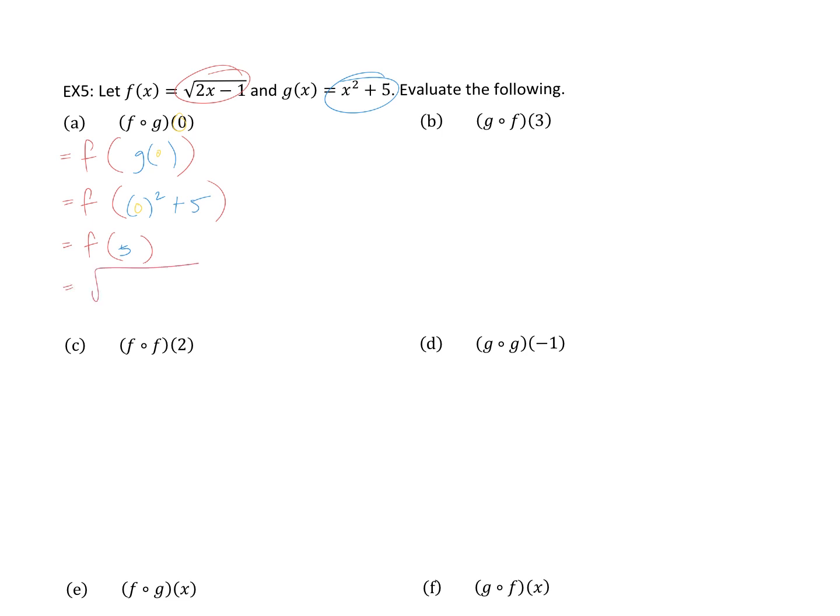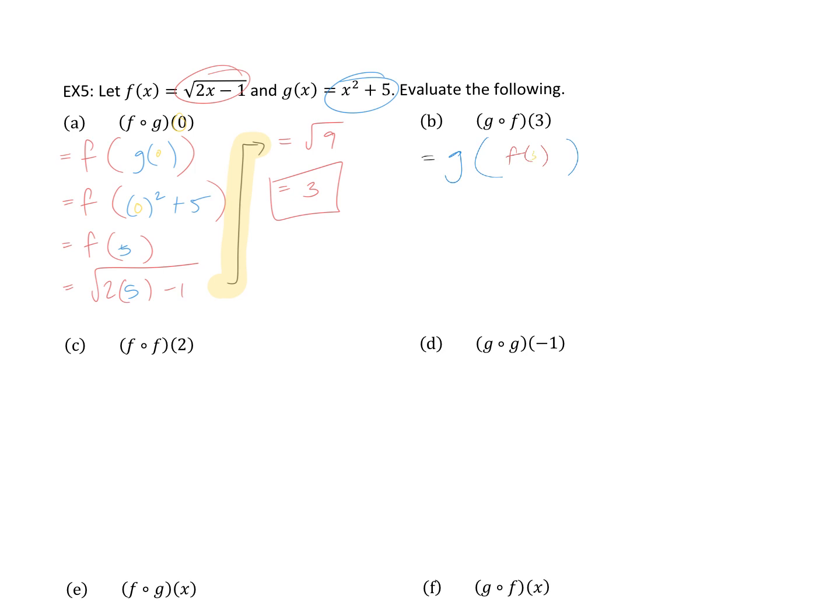And then f of 5 is going to be the square root of 2 times 5 minus 1. And what's that going to be? That'll be the square root of 10 minus 1, which is the square root of 9, which is just 3. Again, if your work has to continue on elsewhere, it's good to use that arrow to let your readers know where you're going. All right, moving on to the next one. This time g is first, and we're inputting f. So this is going to be g of f of 3.